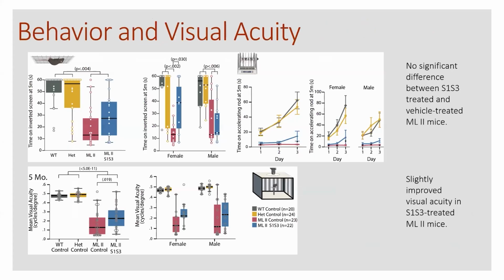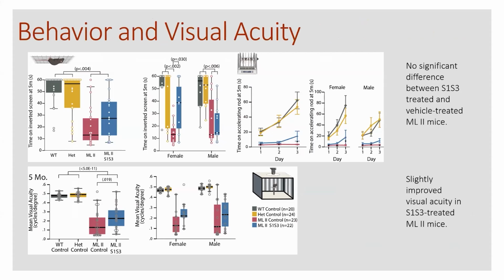Behavior and visual acuity, we did see some behavioral deficits in the ML2 mouse. We studied them at 5 months and at 9 months. We saw some mild improvement in behavior. Notably, they had a slightly improved time on the inverted screen and the accelerated rod, and slightly improved visual acuity.